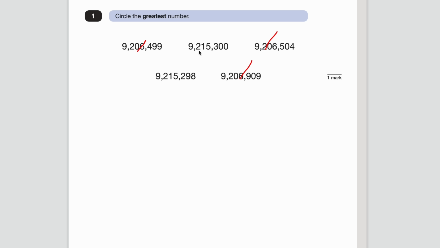So we've got exactly the same digits here, but the only difference is this point here. This is 298. This is 300, so this one is slightly bigger. 9,215,300. Whereas this one is 9,215,298. So this is the correct answer.